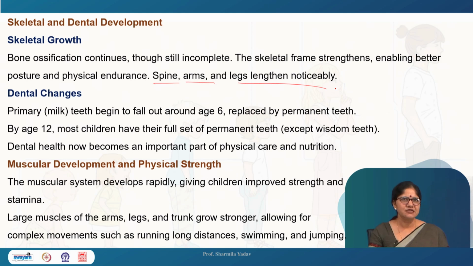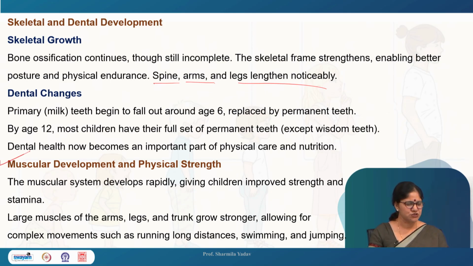What are the dental changes that occur during this stage? Primary teeth, we know them as milk teeth, begin to fall out around age 6, replaced by permanent teeth. By age 12, most children have their full set of permanent teeth, except the wisdom teeth. Dental health now becomes an important part of physical care and nutrition.